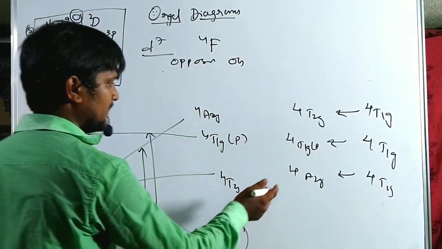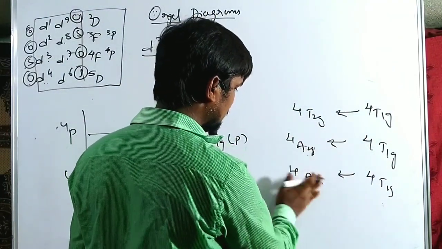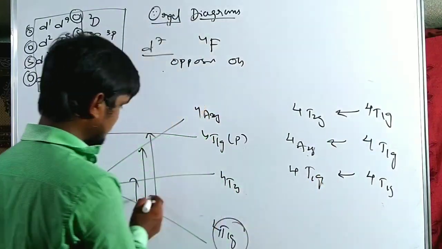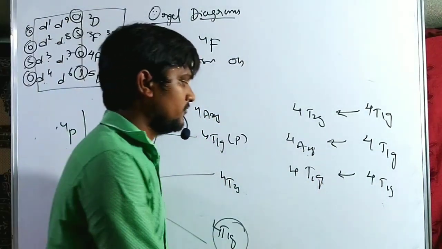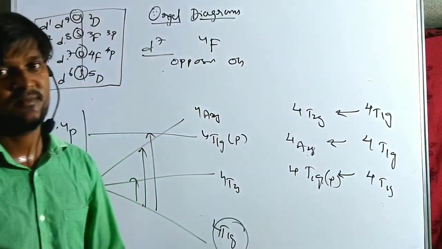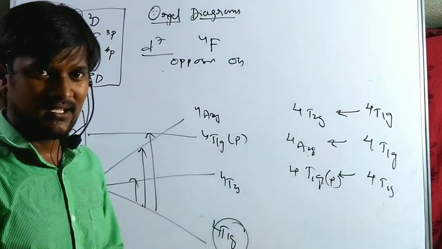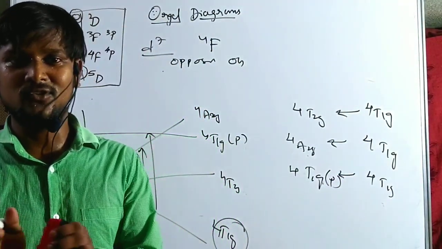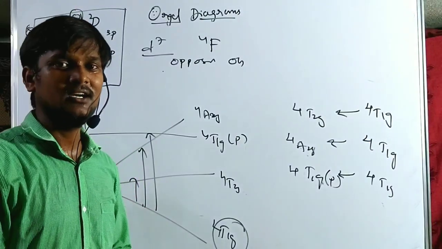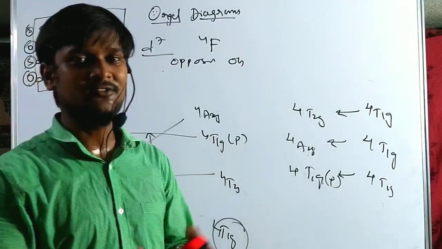Now here, the second one is 4A2G, the third one is 4T1Z, which belongs to the P term. So these are the term symbols. We have discussed all the D and F terms, which are split into further levels.